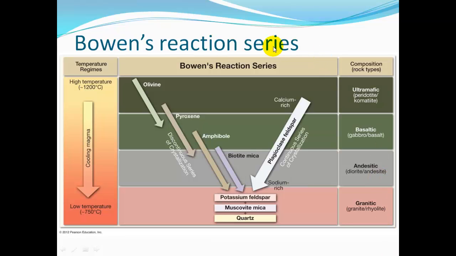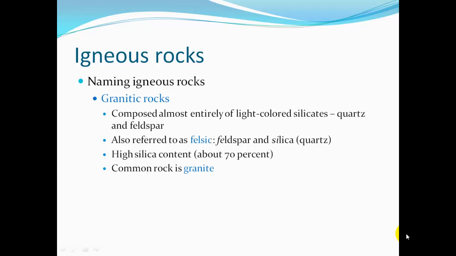Just again with that Bowen's reaction series, as the magma cools, at lower temperatures, crystals start to form. At high temperatures, everything stays molten, and as it cools, our quartzes are going to form, our micas are going to form, potassium feldspars, until eventually we have all of our minerals forming into crystals.